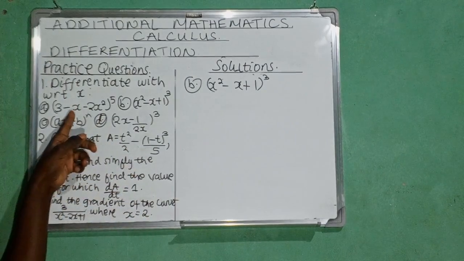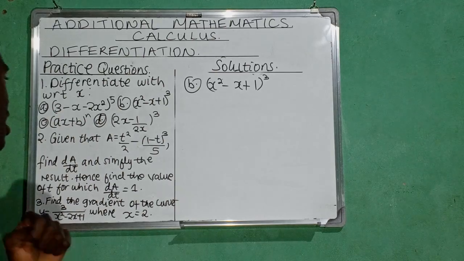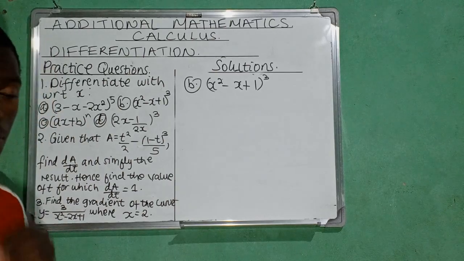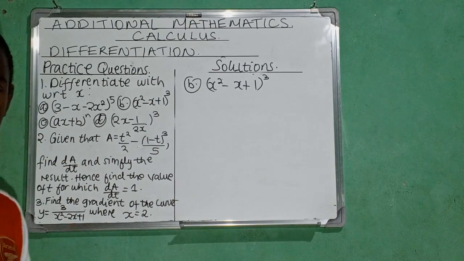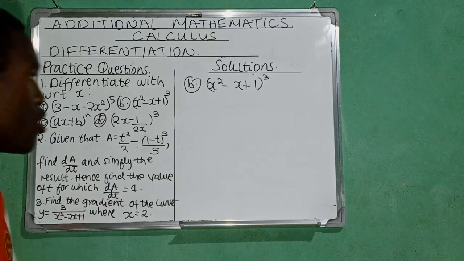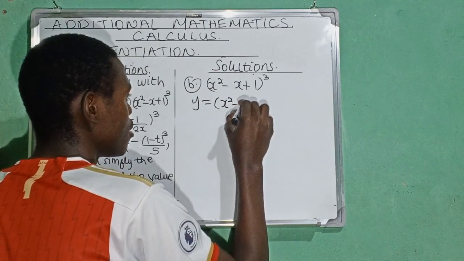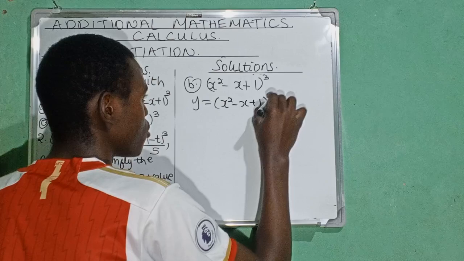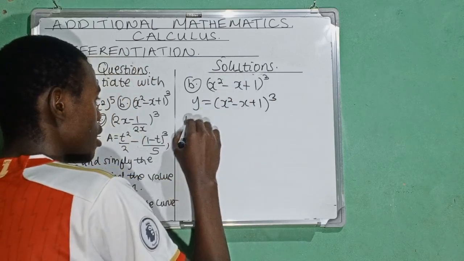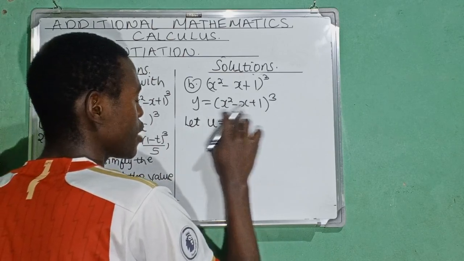So even for question number A here, you can expand it, but it would be a lengthy process. That is why we have the chain rule and we don't need to expand. We just need to know the application of the chain rule. So, first of all, we're going to say y is equal to x squared minus x plus 1 raised to the power 3. And then we'll say let u be equal to this that is inside the brackets or the parentheses.